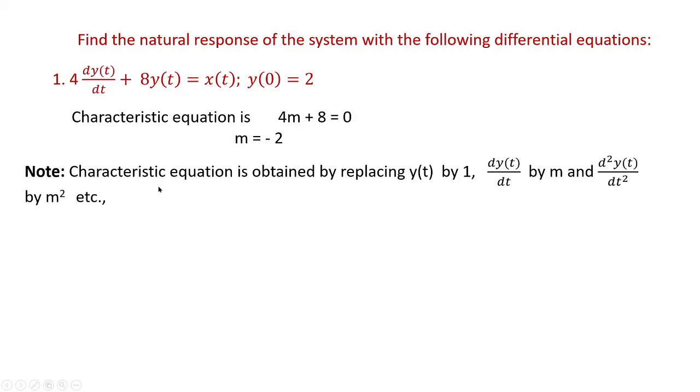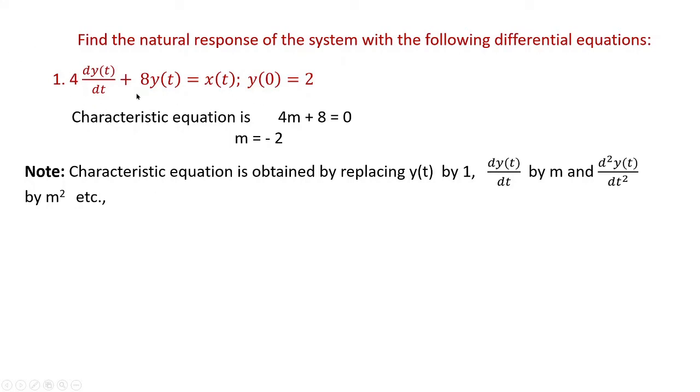To write the characteristic equation, please note this. Replace y of t by 1, d by dt of y of t by m, d square by dt square of y of t by m square, and it continues if you have higher order derivatives of the output terms or even the output terms.